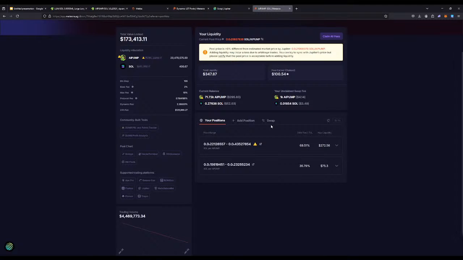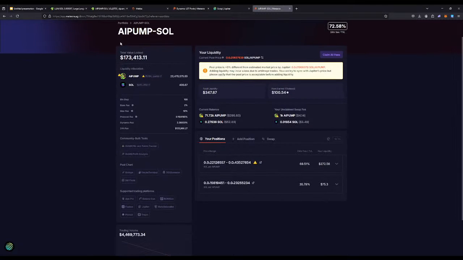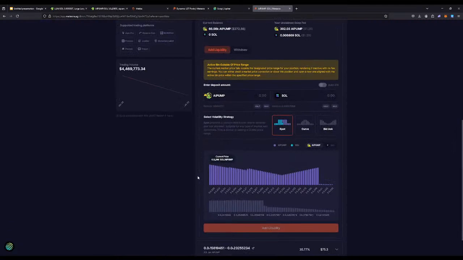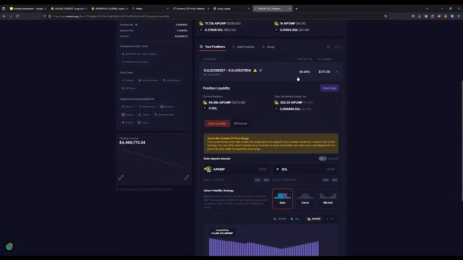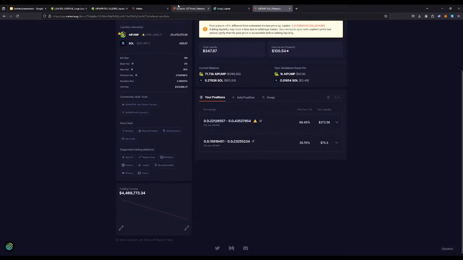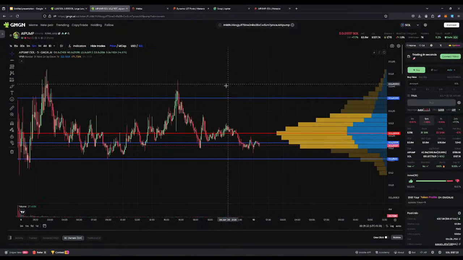So basically this is the AI pump token, wherein in total I have $347, and out of that $272 is currently out of range. Right now I'm in loss, because if you see, the price has moved down and out. And what I have basically done is, if I show you the chart, the range in which I've added $272 is from here to here.